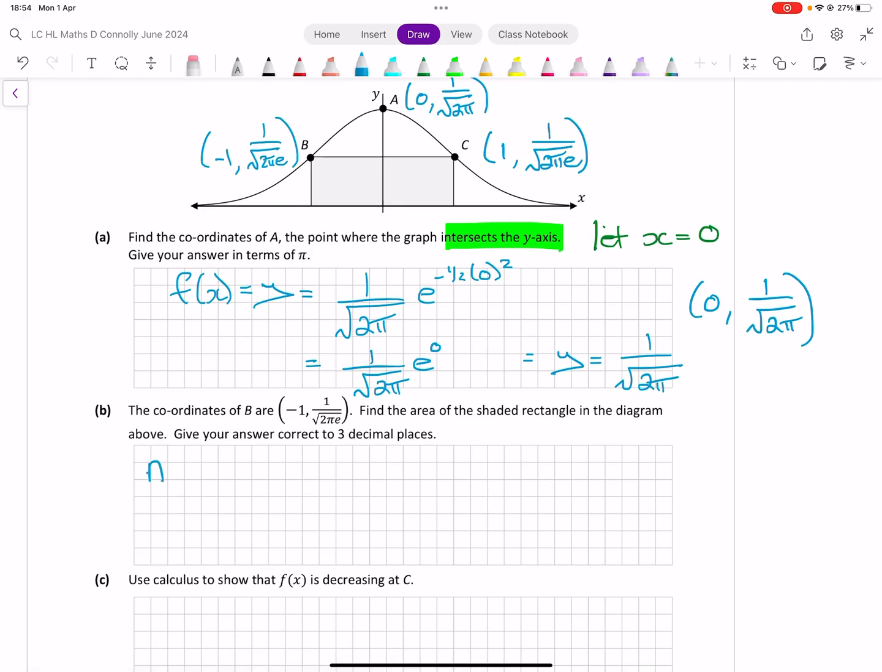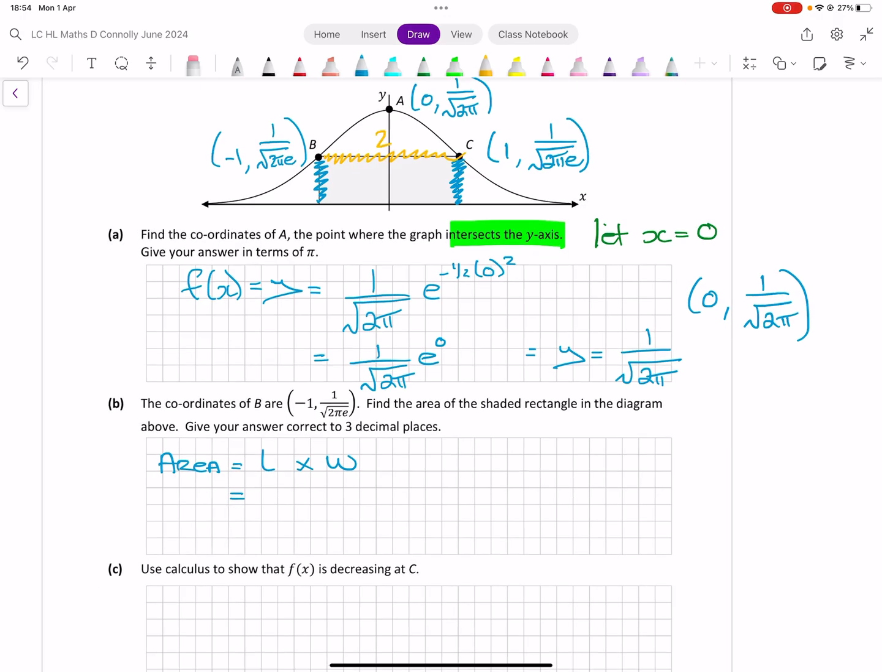It's a rectangle, so the area is just length by width. The width is going to be this, which is just the y coordinate, that 1 over the square root of 2 pi e thing. And then the length is going to be this, and it goes from minus 1 to 1, so it's going to be 2. So it's 2 times 1 over the square root of 2 pi e.